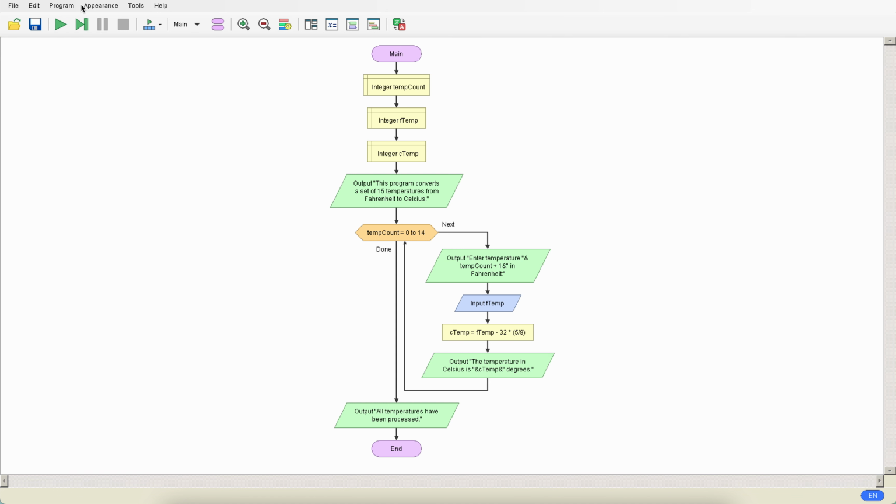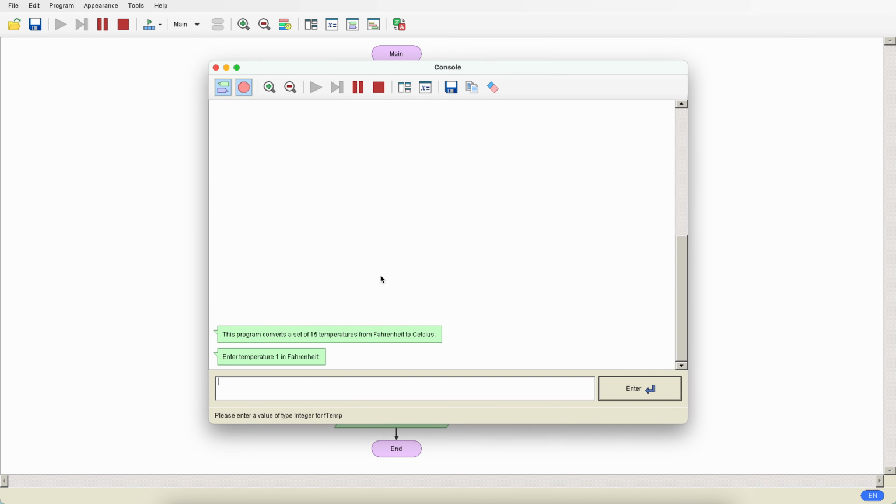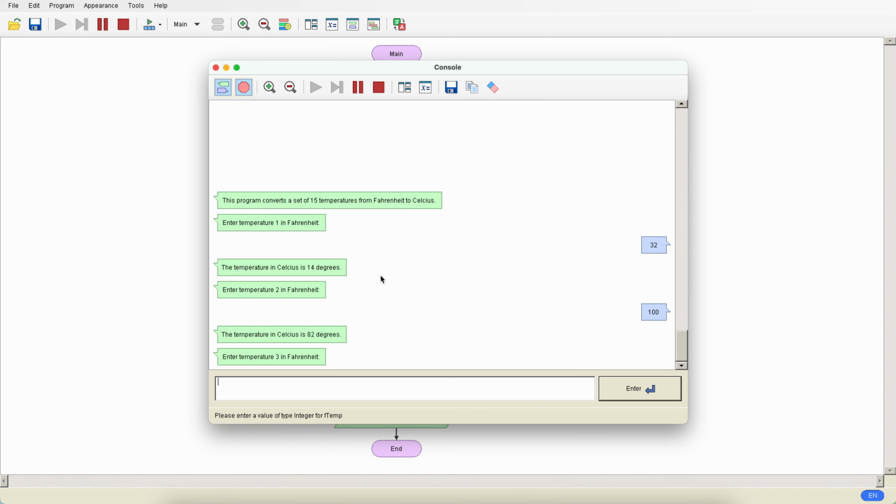So let's run it. I'll enter just those couple of temperatures to see how they process. All right, so I can see from just my first couple of outputs that this is not what I'm expecting. The temperature in Celsius is 14 degrees for my input of 32. The temperature in Celsius is 82 degrees for my input of 100. And what we were expecting was 0 degrees and 37 or 38 degrees because it will round.